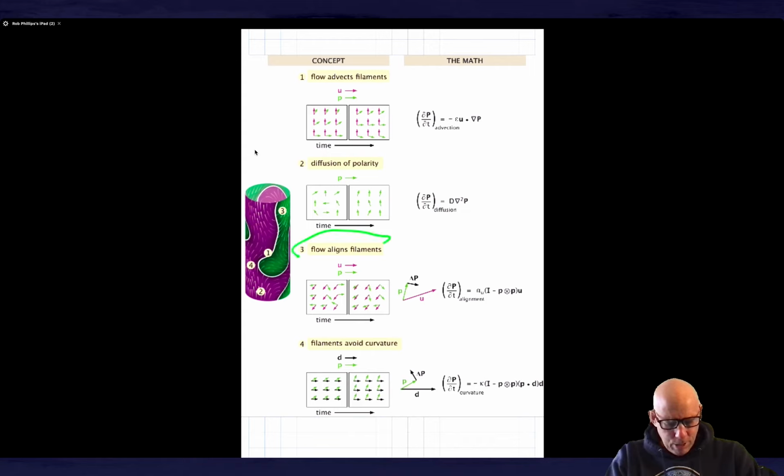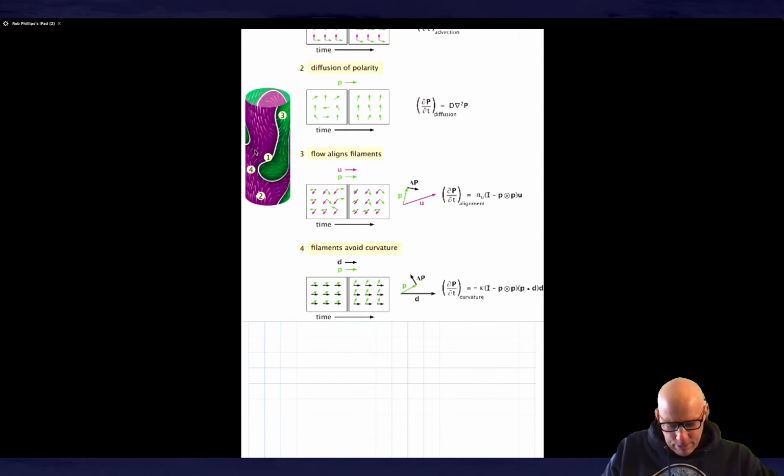Number 3, the flow aligns the filaments. That's a very important term, and one can make toy models and understand how that works. Then there's diffusion of polarity. The flow advects the filaments. So each one of these is a different term in the PDE that I showed you.